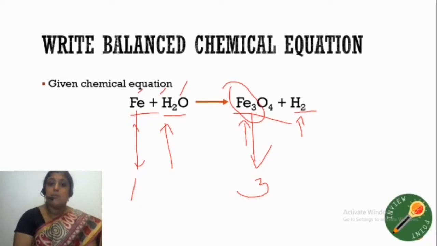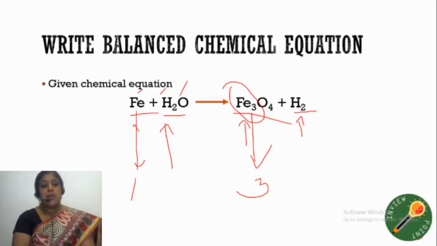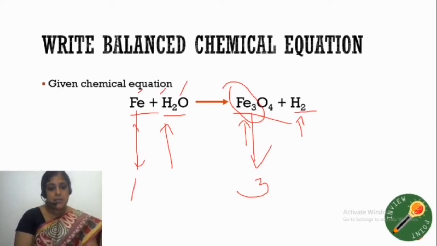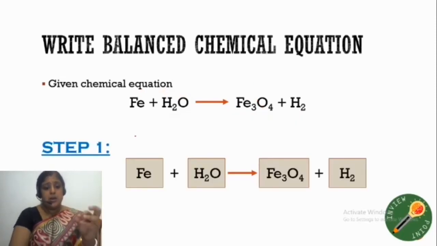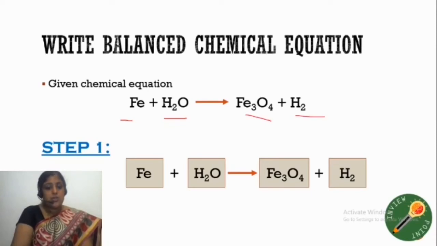So this is an unbalanced chemical equation. So we have to make it balanced. So what are the steps to make it a balanced chemical equation? Let's find out. The first step is, I told you the reactants are iron and water, right? And the products are Fe3O4 and H2. So the first step is to put each reactant and each product inside a box.